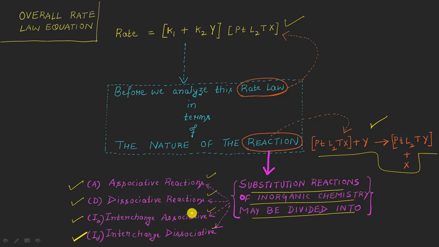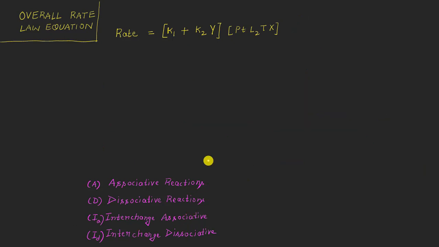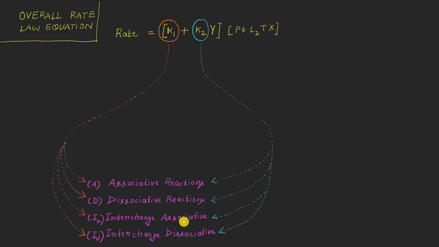Now what is the meaning of this? I mean to say that whatever values of K1 and K2 are there in the overall rate law equation, we need to find out whether K1 belongs to the associative pathway or the dissociative pathway, or is it the interchange dissociative or the interchange associative pathway. I mean this thing here, right?